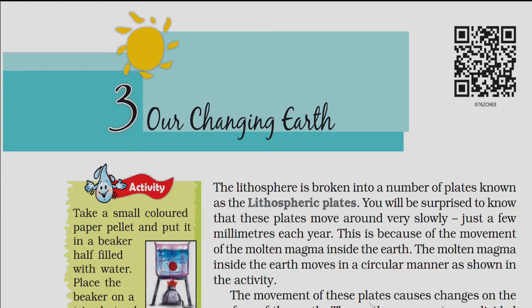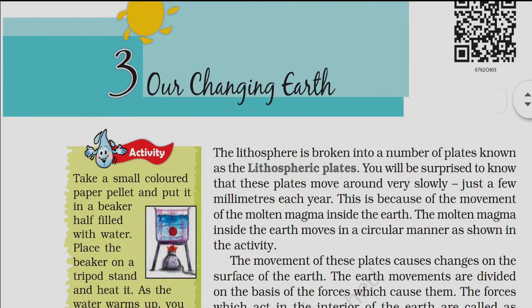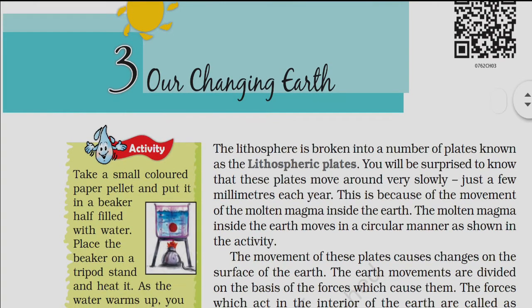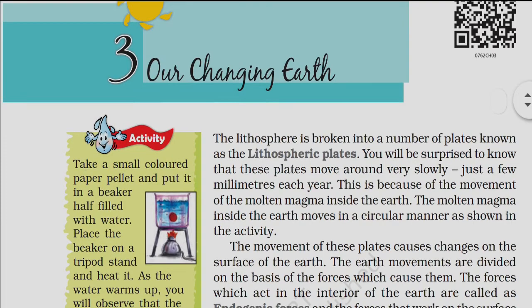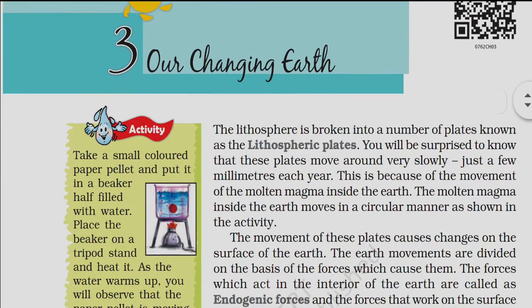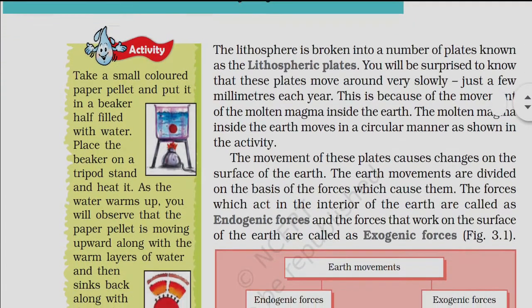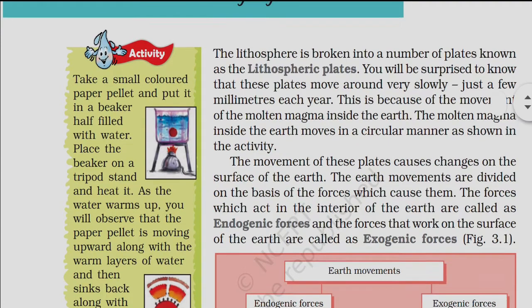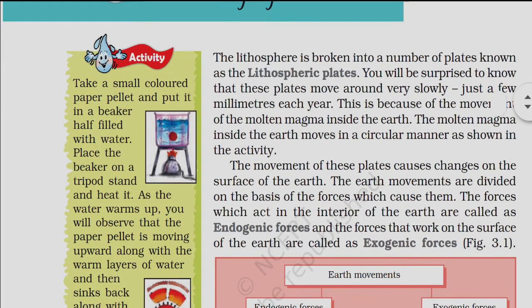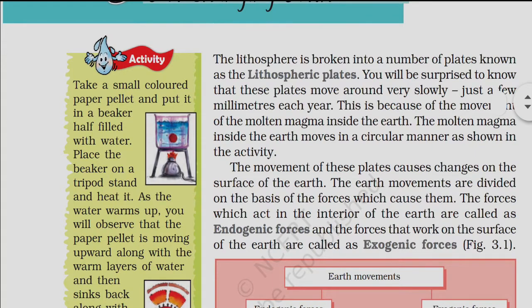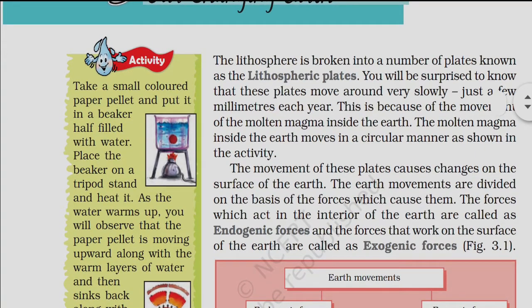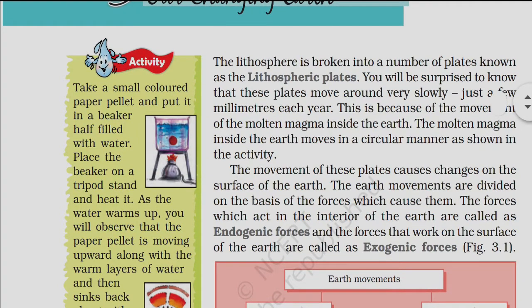Let's look into this chapter. The lithosphere is broken into small plates, or a number of plates, which are known as lithospheric plates. We have already discussed in the previous classes what the lithosphere is and what the main components of the earth are. The earth has a lithospheric part, a hydrospheric part and an atmospheric part, and the combination of the lithosphere, atmosphere and hydrosphere together forms the biosphere.